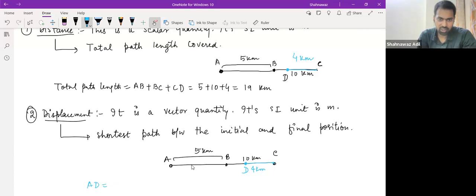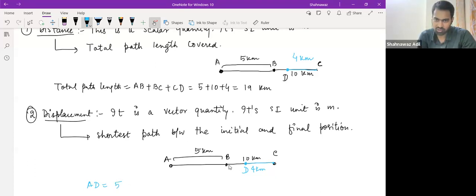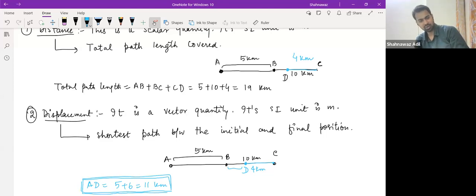This would be 11 kilometers, right? Because this is 5 and this is 10 minus 4, so 6. So 5 plus 6 is 11. This is only the magnitude, because this is a vector quantity, there would also be a direction, but we are only calculating the magnitude. Is that clear about distance and displacement?